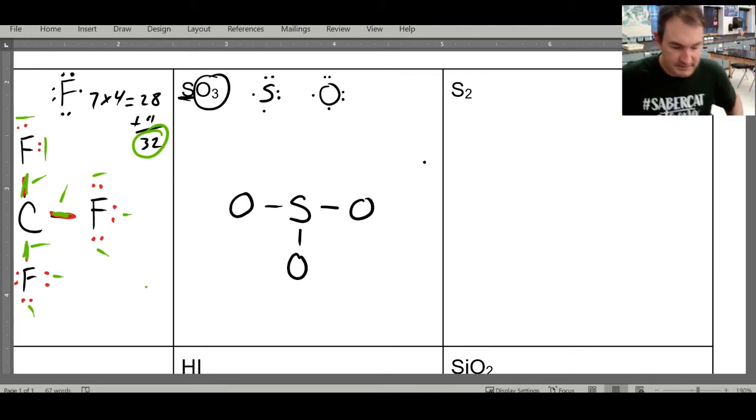Okay? So, again, it doesn't matter where you put them. You could have one up top, one to the side, one on the side that's empty. It doesn't matter, but you've got to have 3 of them bonded to that sulfur, all right? Now, we've got our central atom. We have our structure started.